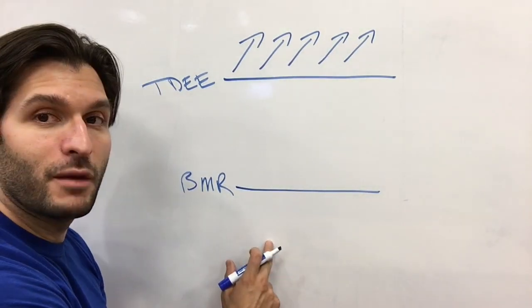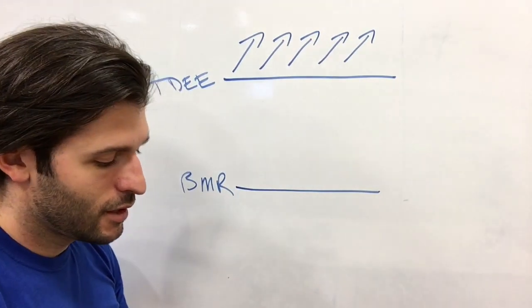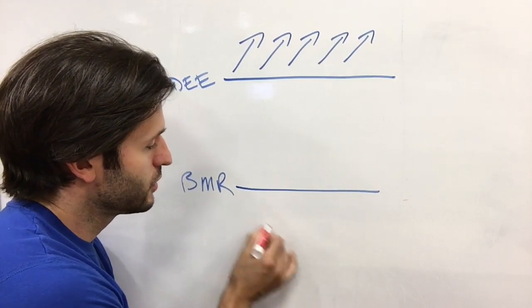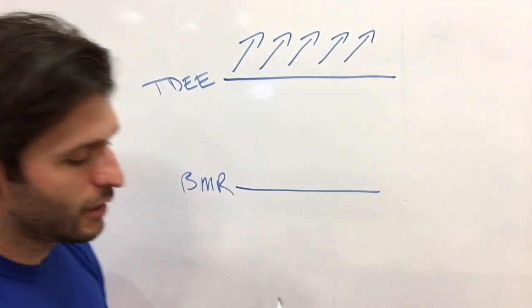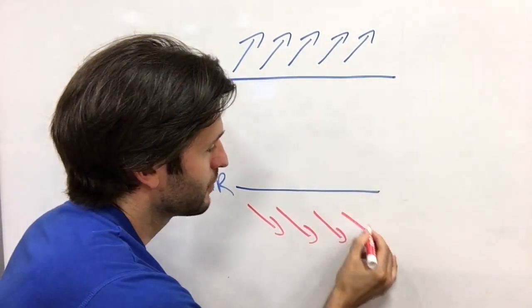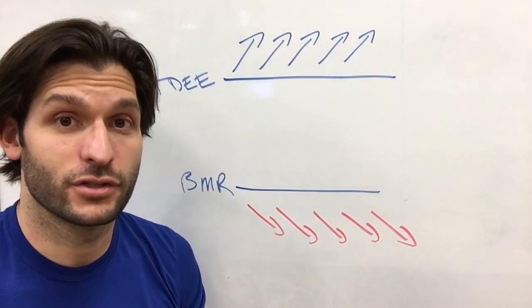Now, if I eat below my basal metabolic rate, what ends up happening is a couple of different things. My body's going to go into what's called starvation mode. Let me swap this marker out right here. My body, if I'm eating below my basal metabolic rate, what happens is I'm literally eating below what my body needs to function, right?